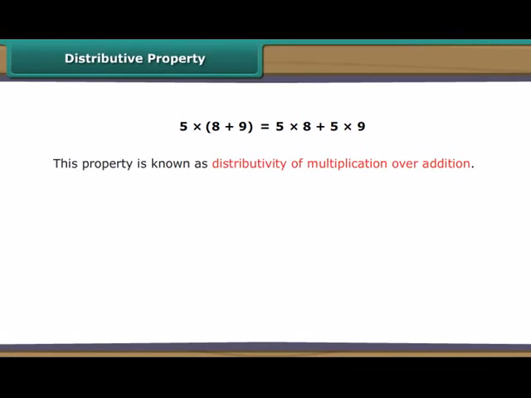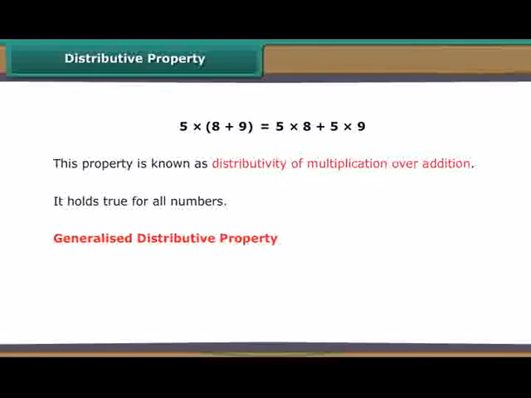Distributive property. Look at this expression. 5 into bracket starts 8 plus 9 bracket closes. It can also be written as 5 into 8 plus 5 into 9. This property is known as distributivity of multiplication over addition. It holds true for all numbers. We can therefore generalize it with variables as bracket starts A plus B bracket closes into C is equal to A into C plus B into C.